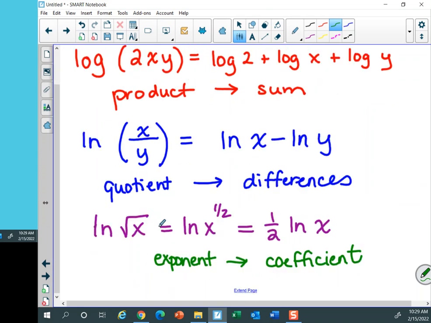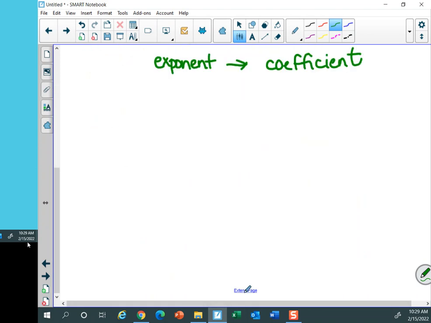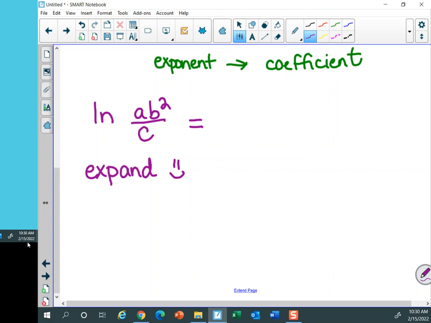And we can have different mixtures of these. We can have products inside of quotients and powers inside of products, inside of quotients. And a lot of times that's what you practice in pre-calc. You take something like the natural log of A B squared divided by C and expand.